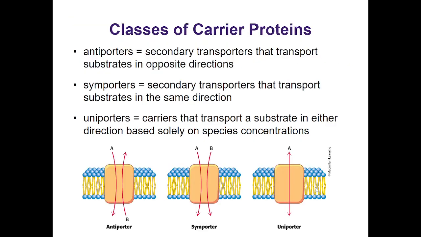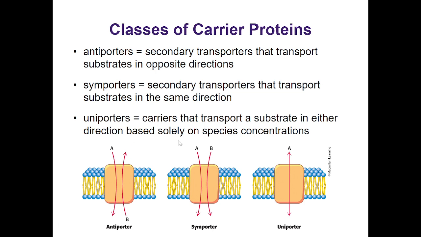So this is, again, your classes of carrier proteins. We have the antiporters. Anti meaning what? Opposites, right? So you're going to have two things moving in opposite directions. Antiporters are secondary transporters that transport substrates in opposite directions. We have symporters. These are secondary transporters that transport substrates in the same direction. Sym meaning like sympathetic, together. So symporter moving together, antiporter moving opposite, like antipathy.